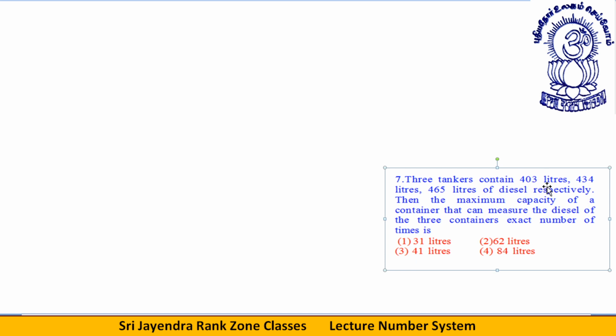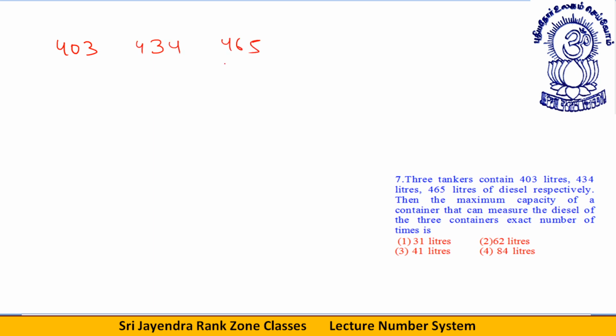3 tanks contain 403 liter, 434 liter, and 465 liter of diesel respectively. The maximum capacity of container that can measure the diesel of the three containers exact number of times. See, so it's again the same thing. See, the capacities are 403, 434, 465. I have to find the biggest container which can help me to measure the total capacity of all these. So for that, I require the HCF.